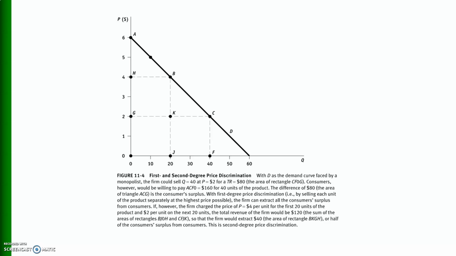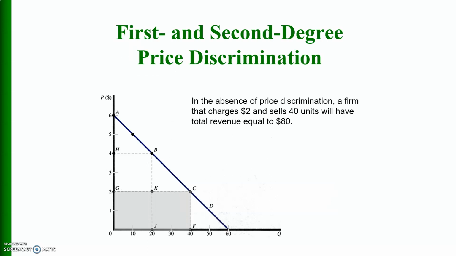If, however, the firm charged the price P equal to $4 per unit for the first 20 units of the product and $2 per unit for the next 20 units, the total revenue of the firm would be $120, so that the firm would extract $40 of the area of the rectangle BKGH, or half of the consumer surplus from the consumers. This is called second degree price discrimination.